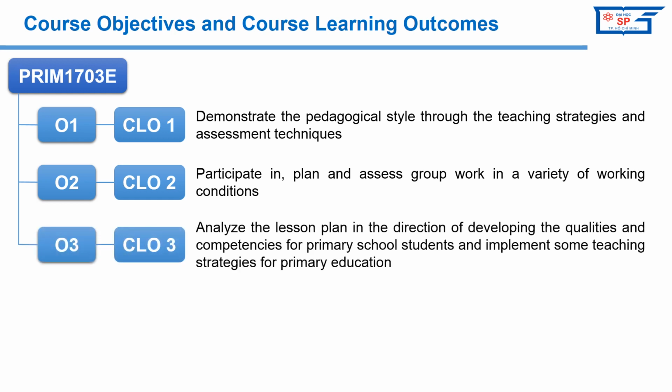Course Objective 03. Plan and facilitate an educational activity, and assess student learning. Course Objective 03 corresponds to the course Learning Outcomes CL03 and CL04. Course Learning Outcomes CL03. Analyze the lesson plan in the direction of developing the qualities and competencies for primary school students and implement some teaching strategies for primary education.